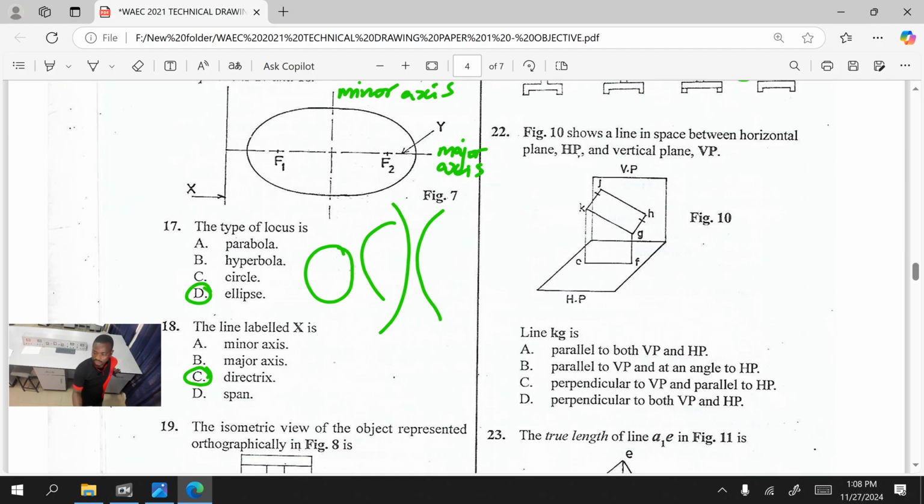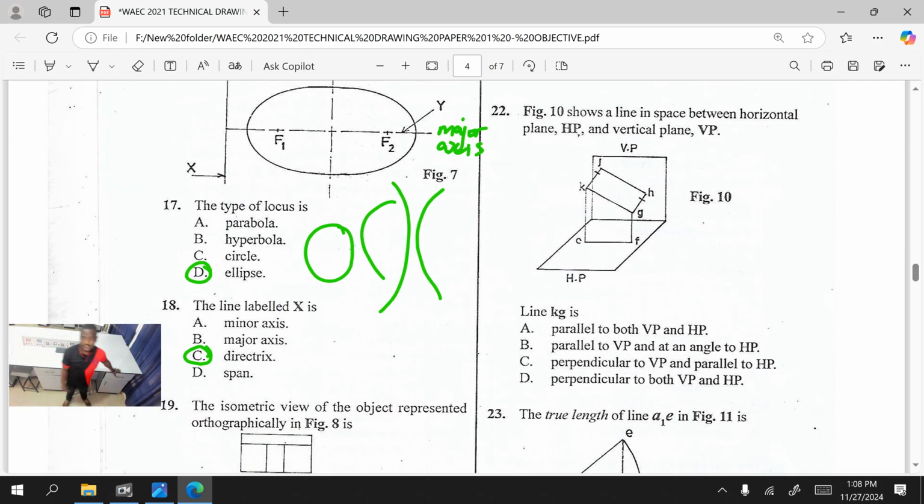So let's move on to number 22. Figure 10 shows a line in space between horizontal plane HP and vertical plane VP. So you can see the plane, right? Figure 10. Line KG. This is the main line. Other things you are seeing there are projections. Do you get it now? Line KG is what? Is it parallel to both HP and VP? No, it's not parallel. It's only parallel to VP.